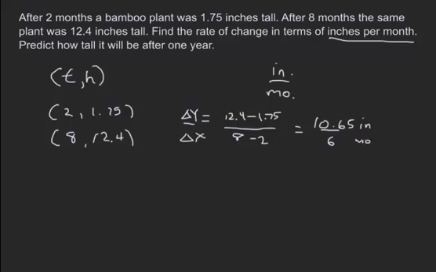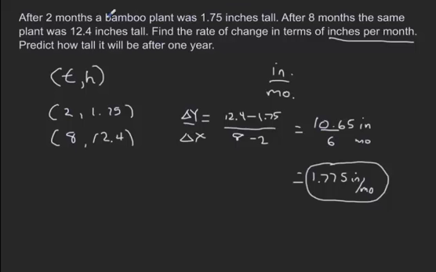Now the reason they call it unit rate is when I actually go through the division here, the denominator becomes 1. So we punch that in our calculator, we're going to get 1.775 inches per month. That's a unit rate when it's per 1 month. So that is our answer to the first question.